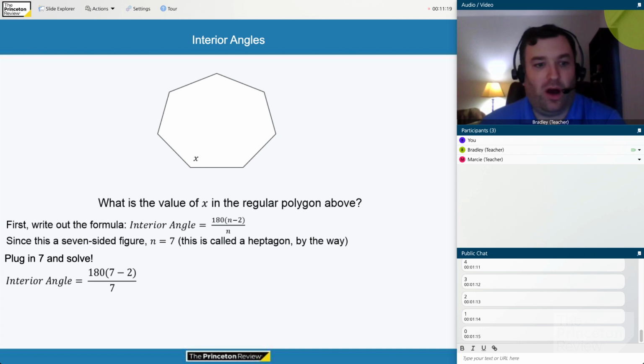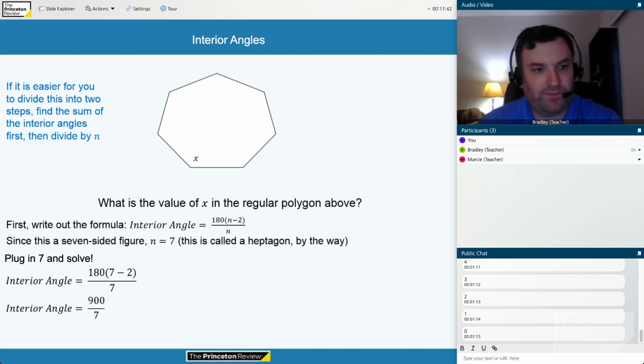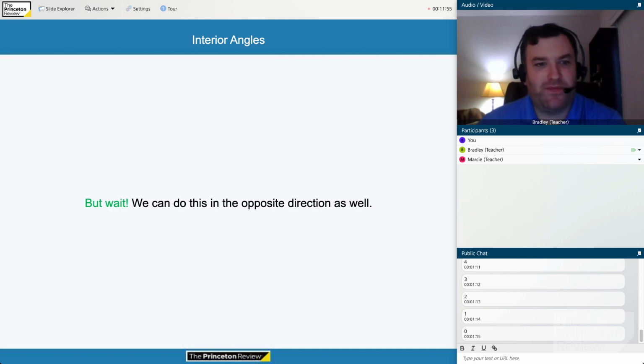So it would just equal 180 times 7 minus 2 over 7. And just as a heads up, if you didn't want to use this formula, you can just find the sum of the interior angles first, and then divide that by the number of sides at the end, if you just prefer to do it as two pieces, or if you can't actually remember the formula. It's one of those that tends to be fairly intuitive. So our interior angle here is just going to equal 900 over 7, which is about 128.57 degrees. Anytime you're dividing by 7, you get weird numbers.